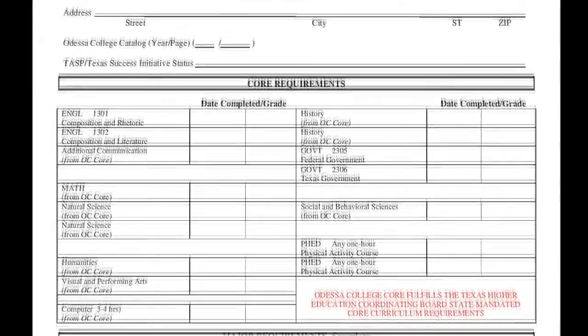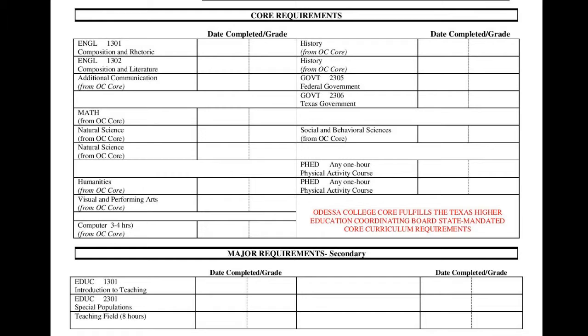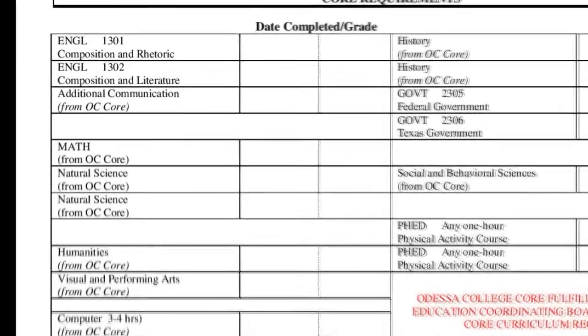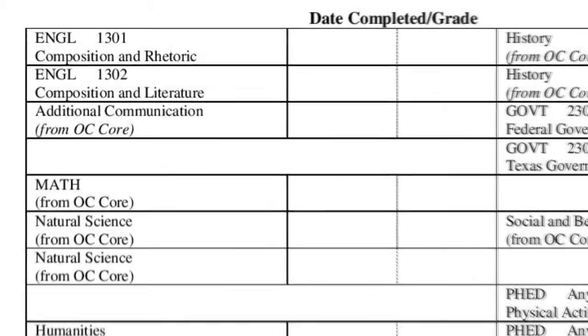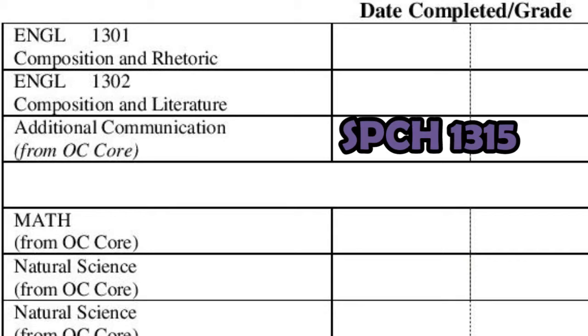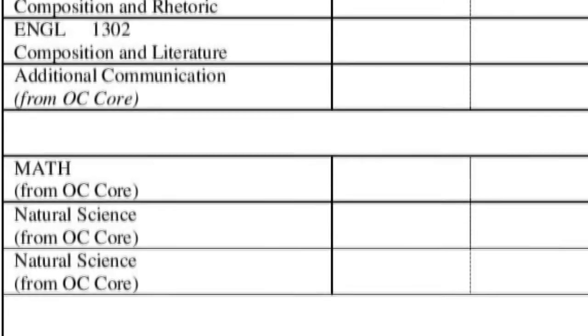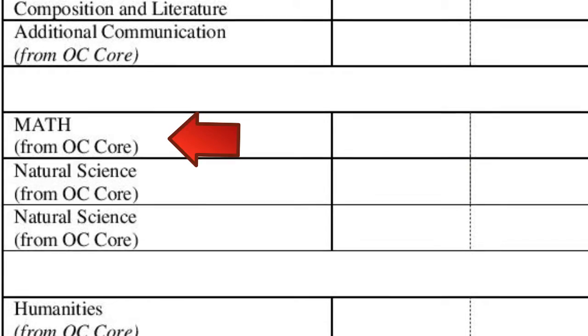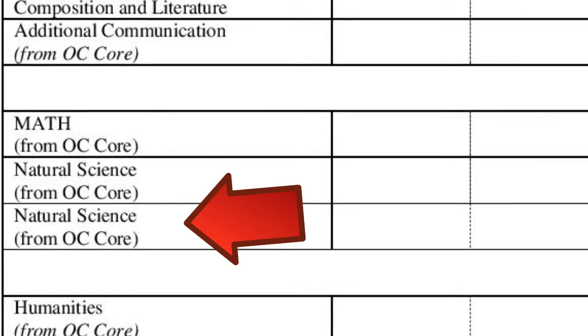Then you will notice there are two sections on the degree plan: the core requirements and the AAT major requirements. Let us first look at the core requirements for the AAT Secondary History degree. There are 9 hours of communication which are required. These consist of English 1301, English 1302, and 1315 speech. In the next section, there is 1 math and 2 sciences required.